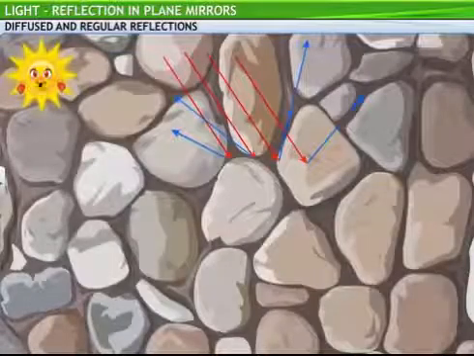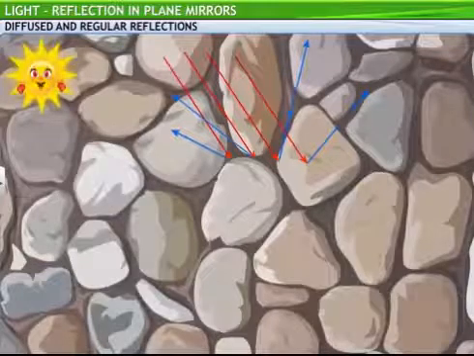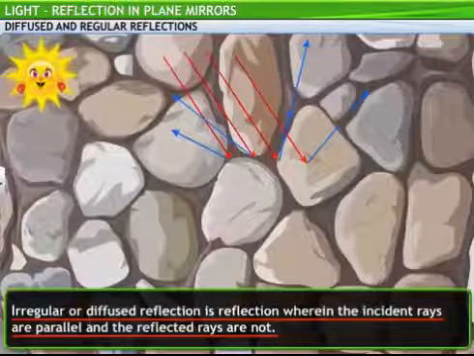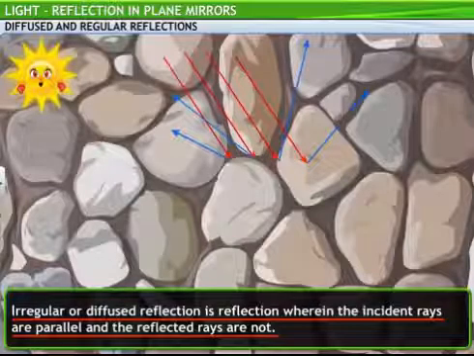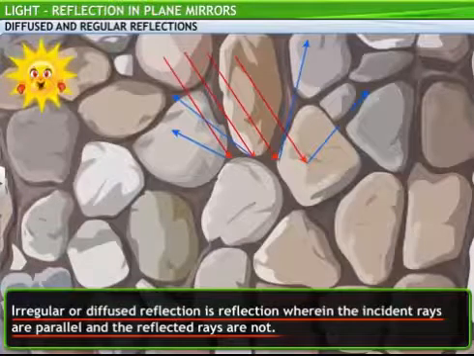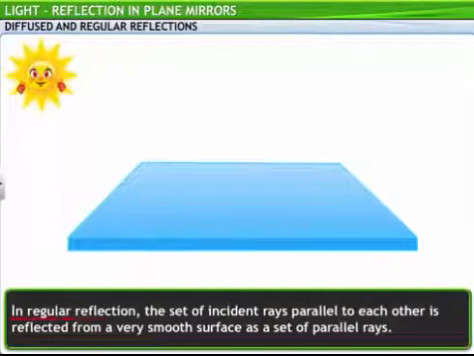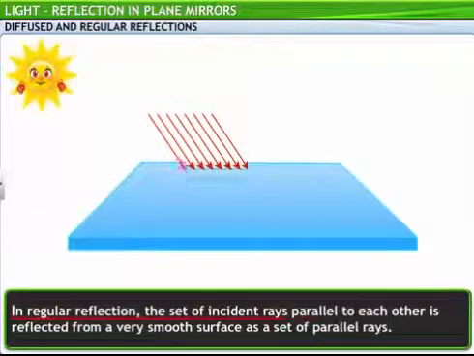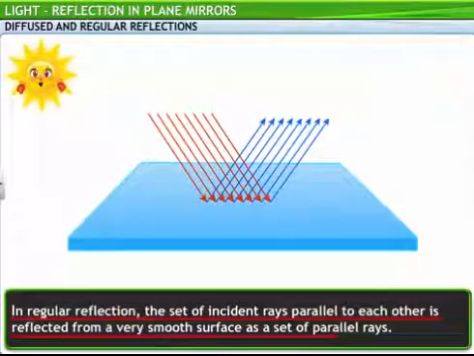That's because light rays incident on surfaces like a wall are parallel, but the reflected rays are not. This happens because the surface of the wall is irregular. The reflection from such irregular surfaces is called irregular or diffused reflection. The reflection from a very smooth surface, like that of a plane mirror or a plane glass, is called regular reflection. In regular reflection, a set of incident rays parallel to each other is reflected from a very smooth surface as another set of parallel rays.